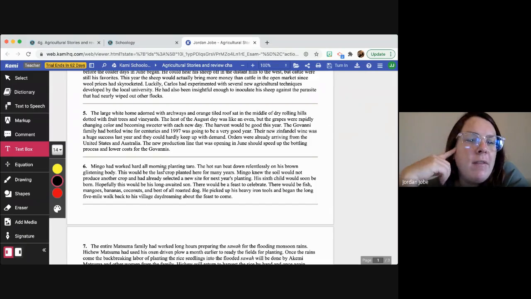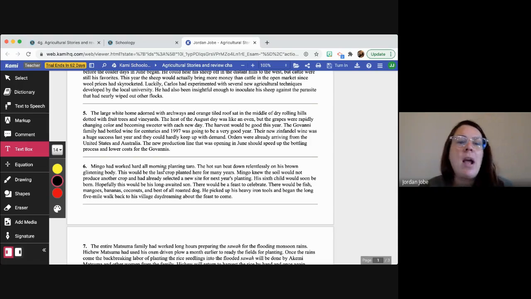The Giovanni family had bottled wine for centuries, and 1997 was going to be a very good year. Their new Zinfandel wine was a huge success last year, and they could hardly keep up with demand. Orders were already arriving from the United States and Australia, and the new production line that was opening in June should speed up the bottling process and lower the costs for the Giovannis.